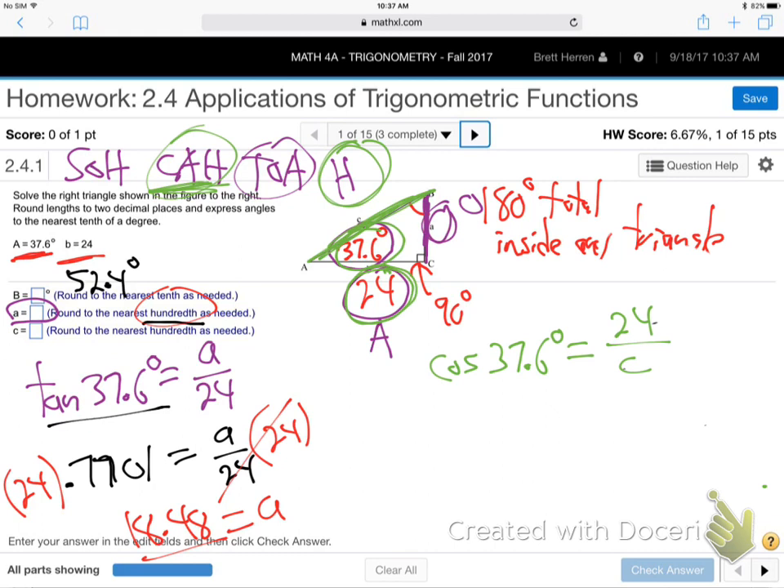Now that one's a little harder to solve for c. First off, somebody get the cosine of 37.6 degrees to like 4 decimal places on your calculator.